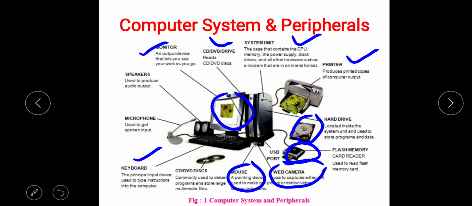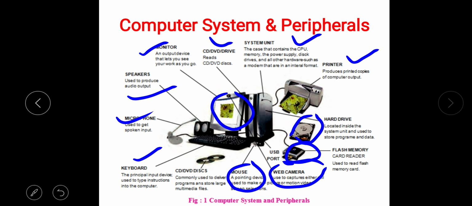Next is the keyboard. It is a basic input device through which we can insert data into a system, and we instruct the computer through the keys. Next, through a microphone we input our voice into the system. So again it is another type of input device. And next, speaker. It is used to produce audio output, so it is a type of output unit.